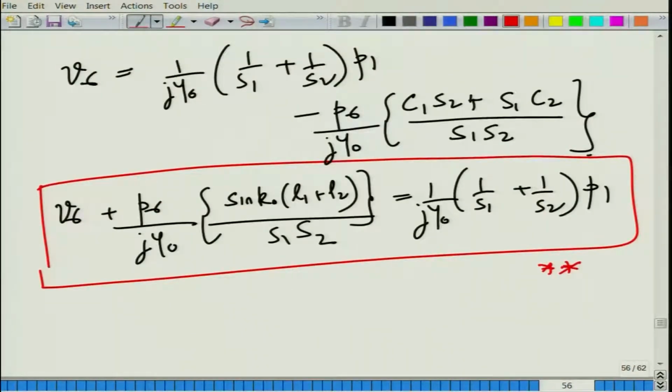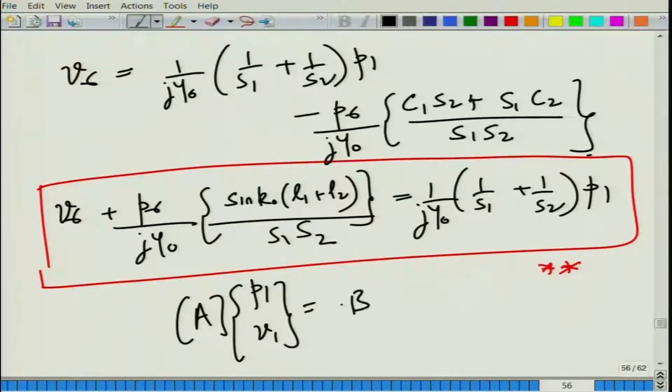So, we can obviously write it in the form I was mentioning: A matrix times P1 V1 is equal to B matrix times P6 and V6. Based on our convenience, we can do A inverse B to get the overall transfer matrix from upstream to downstream, or if we want to explicitly relate downstream variables in terms of upstream variables, we can do B inverse A, that is the inverse of the transfer matrix. What I suggest is that we quickly go to Maple, because this is going to be algebraically a bit tedious.